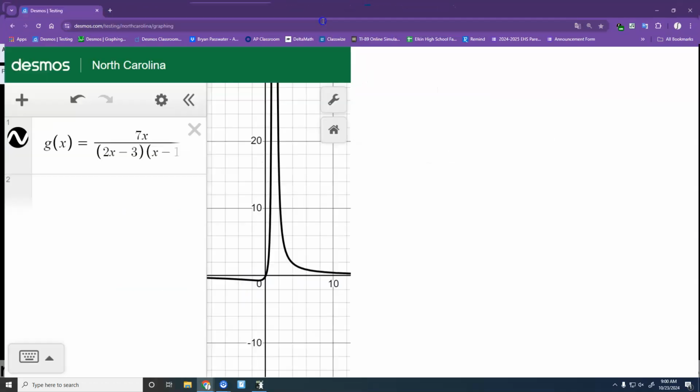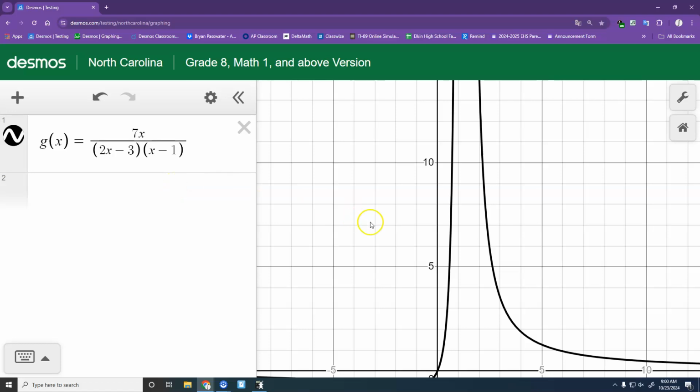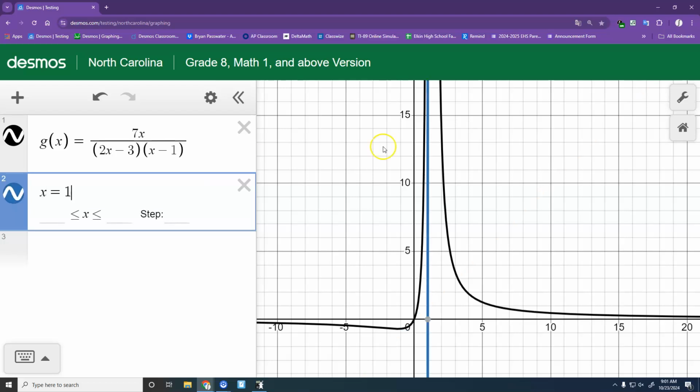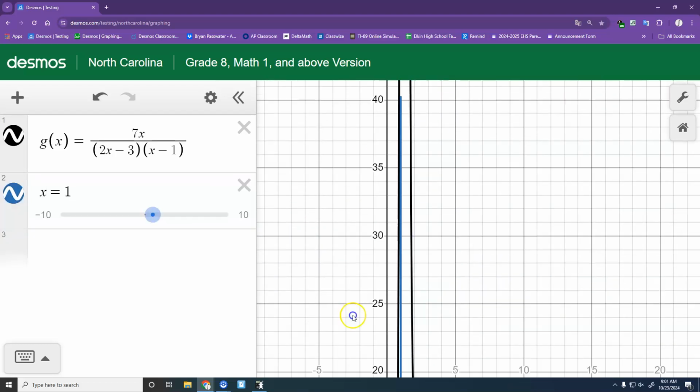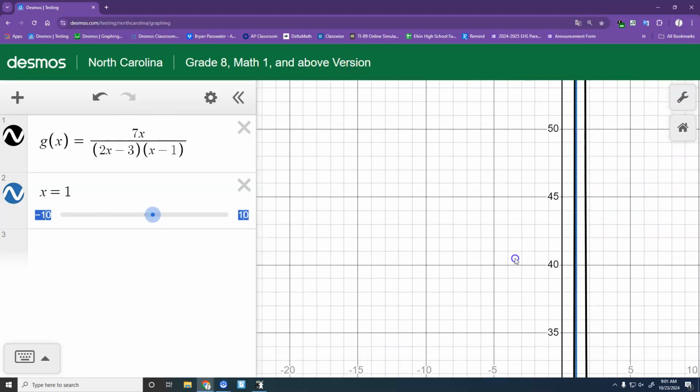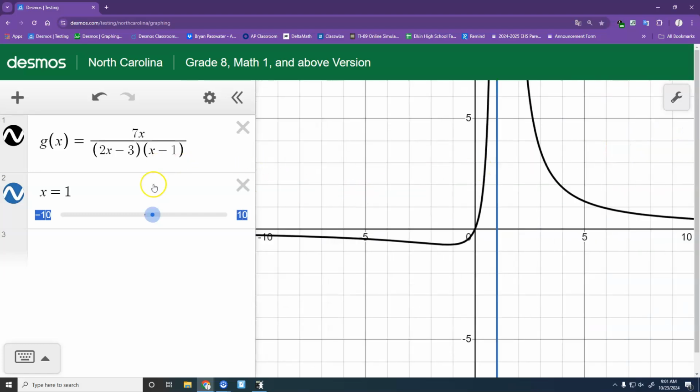There's one I think you should be able to come up with fairly easily. Maybe 2. All right, give me a vertical asymptote. What is it? 1? x equals 1. Does that look like a vertical asymptote? I believe so. That looks good. Okay. I think that one looks good.